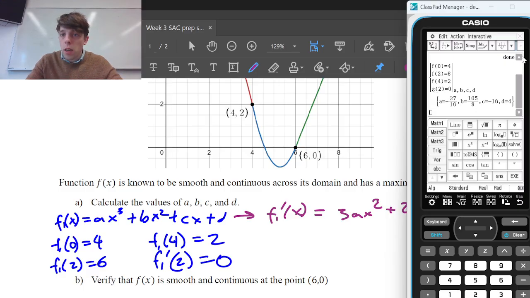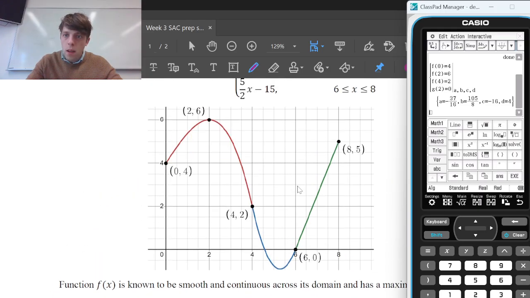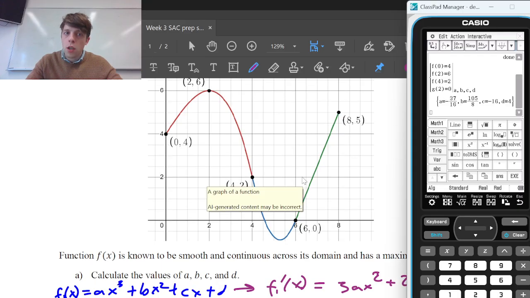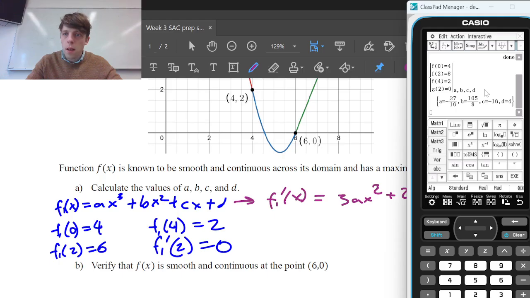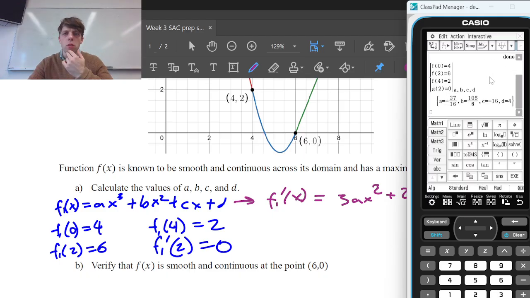Always good just to double check everything is correct here. Not sure if that's right. So we've got 0, 2, 6, 4, 2, and g of 2 is equal to 0. Let's just make sure that I've correctly defined each of these functions. ax cubed plus bx squared plus cx plus d. And we had 3x squared plus 2x plus c. That all looks pretty good.